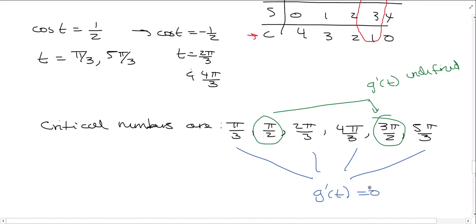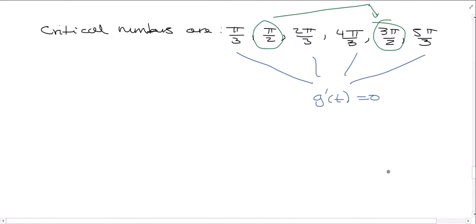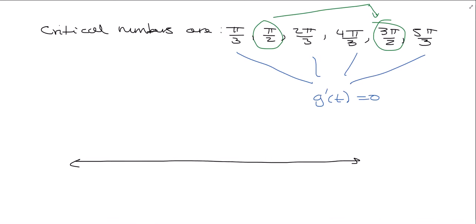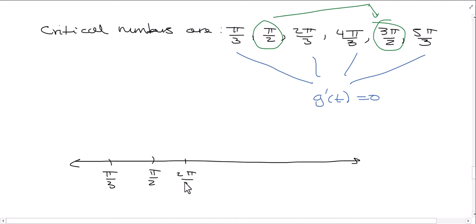So we have 6 critical numbers, and now we can draw our number line and put them in here. Starting with pi over 3, then pi over 2, so this is creating our different intervals. And then what's the next one? 2 pi over 3, then 4 pi over 3, 3 pi over 2, and 5 pi over 3.